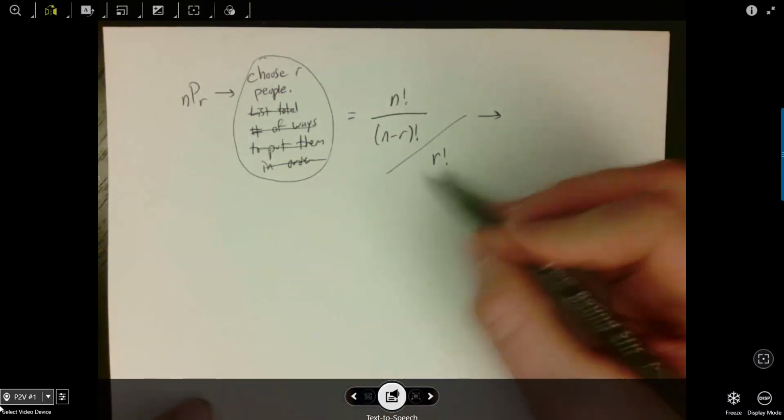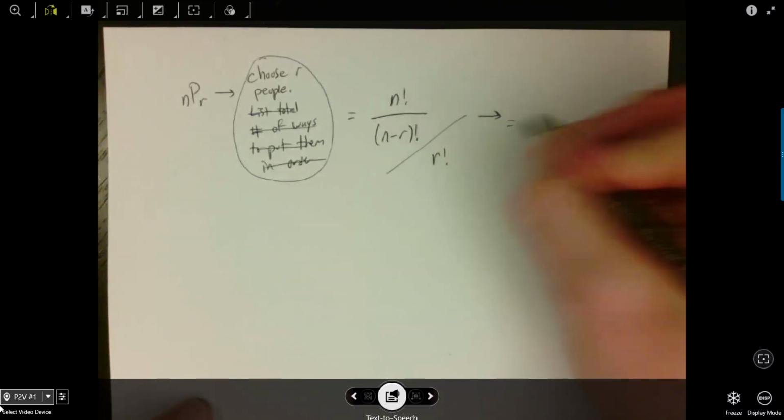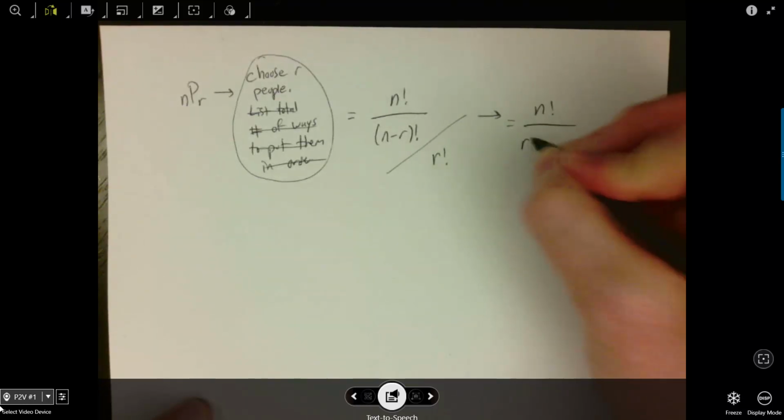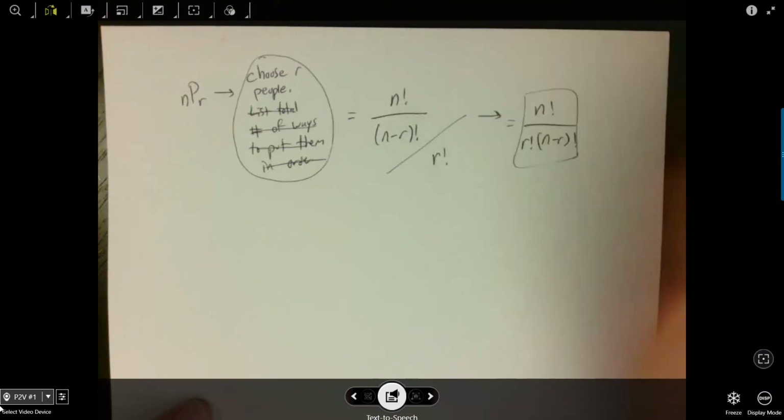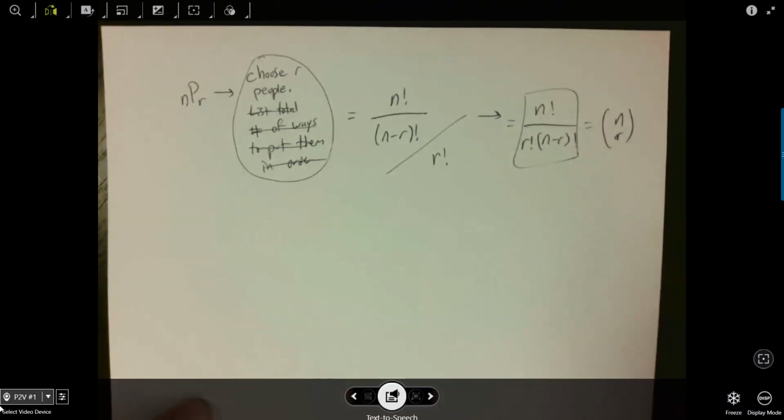And if I was just going to algebraically rewrite this, that's the same thing as n factorial over r factorial times n minus r factorial, which was the equation for combinations for n choose r. So that's it. It's a very simple short step.